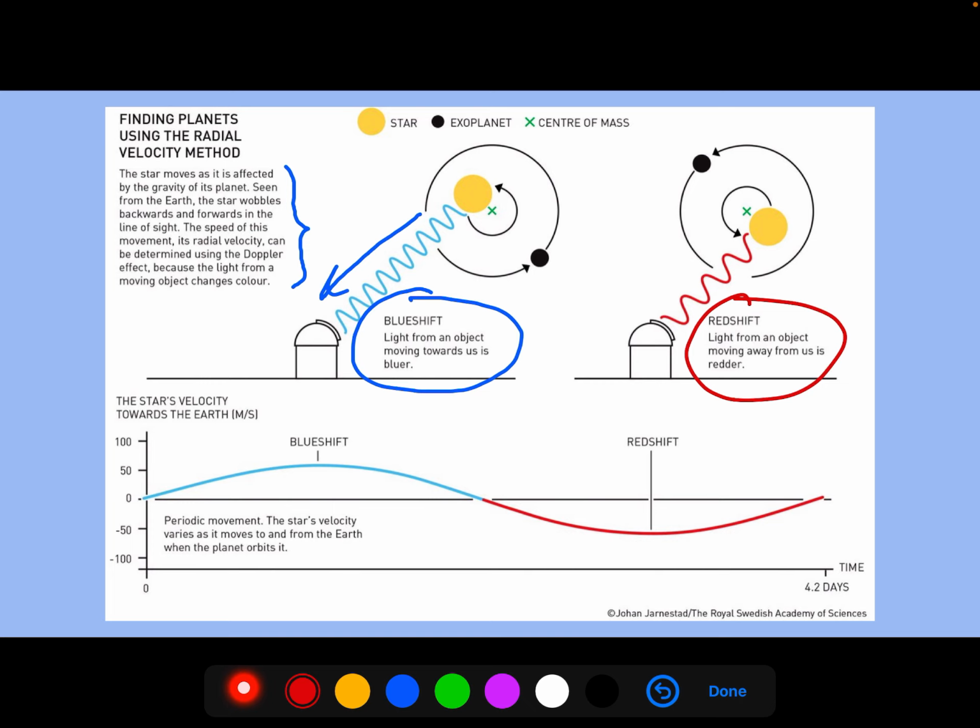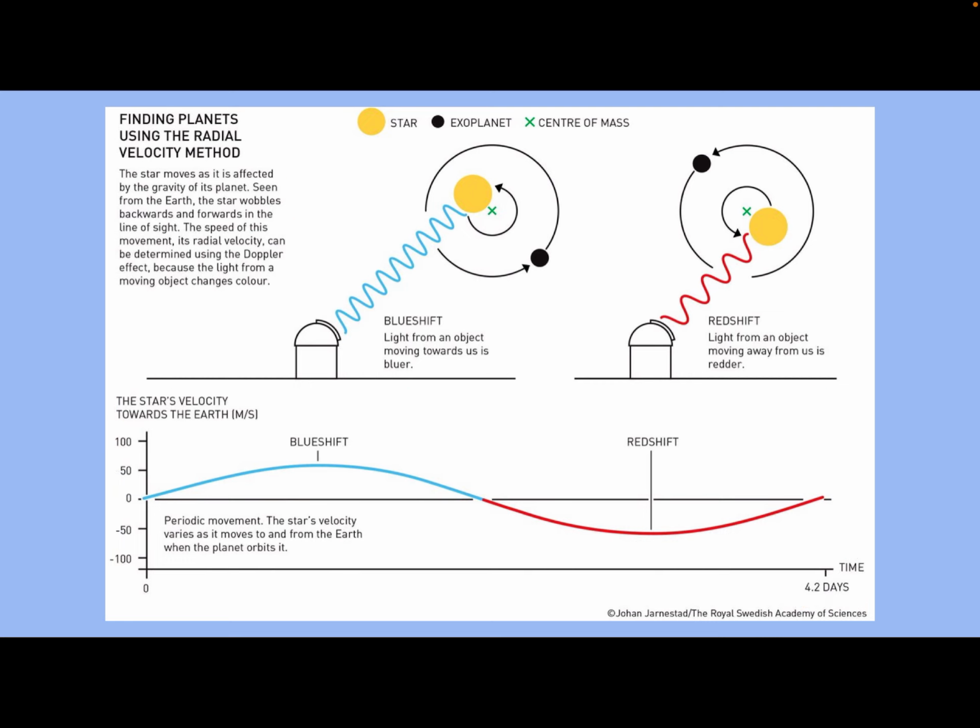This one here on the bottom is the star's velocity as it's moving to and from the Earth. So you can see it's just translated from the image above in days. So it's the star's velocity toward Earth. So you can see the positive velocity and the negative velocity. And then this is just time on the bottom.